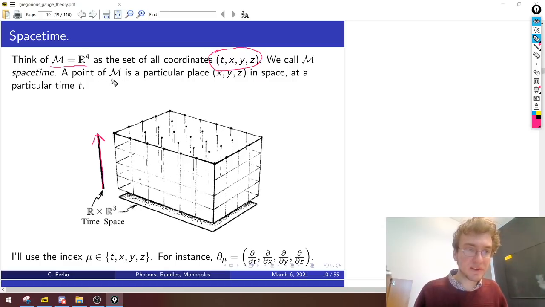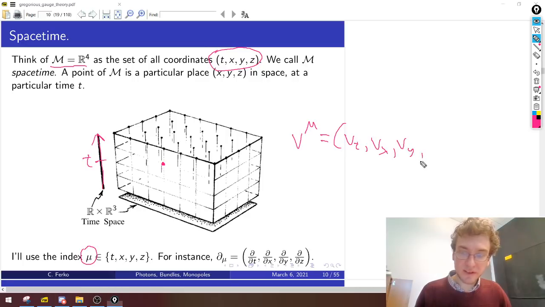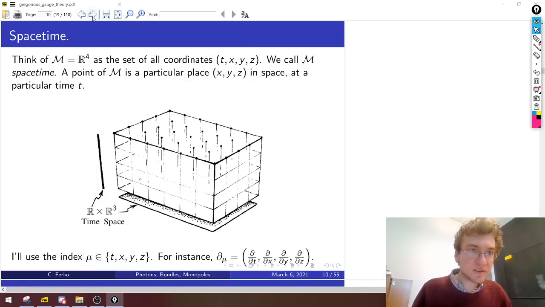So a point of spacetime, a point of this calligraphic M, is a particular point in space, x, y, z, at a particular time t. So this is what spacetime is. And in this talk, I'll often use Greek indices like mu. Mu is just an index that runs over the t, x, y, and z, right? So, for instance, v mu is a vector that has a time component, an x component, a y component, and a z component. So this mu index is just a spacetime index. Okay, so that's the stage.